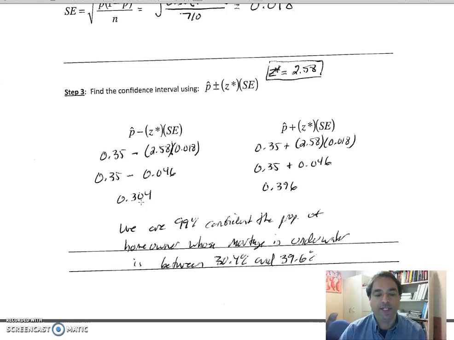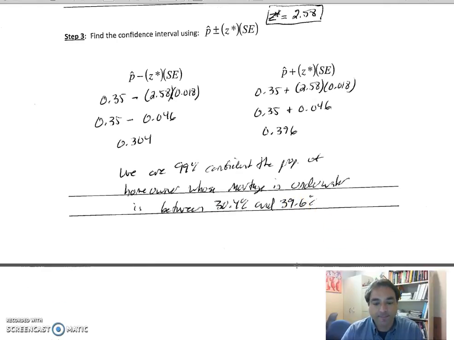You get 0.304, 0.396. So we're 99% confident the proportion of homeowners whose mortgage is underwater is between 30.4% and 39.6%. Keeping in mind, the point of this is we're given p hat and we're trying to estimate p at a certain confidence interval, so I'm 99% confident that p is somewhere between 30.4% and 39.6%.